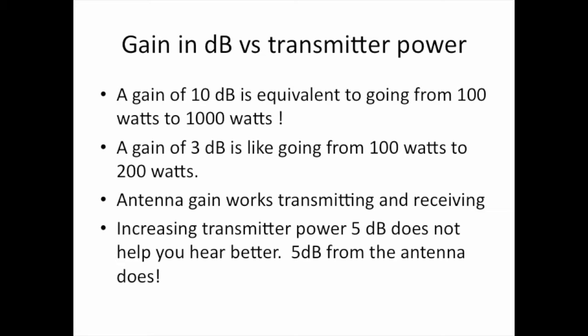The gain in dB versus transmitter power. A gain of 10 dB is equivalent to going from 100 watts to 1,000 watts output with your transmitter. A gain of 3 dB is like going from 100 watts to 200 watts. And antenna gain works both transmitting and receiving. Increasing your transmitter power by 5 dB does not help you hear better. But increasing your antenna gain 5 dB does help you both be heard better and also to hear better.